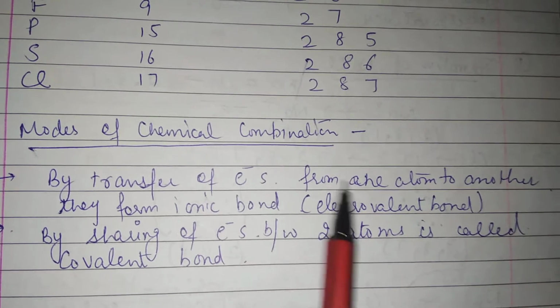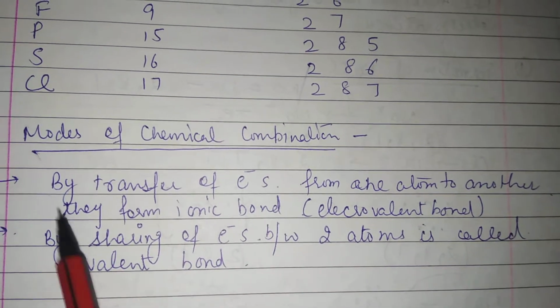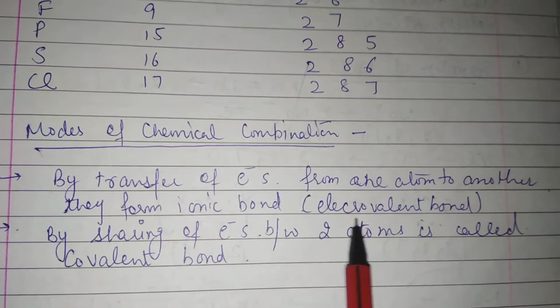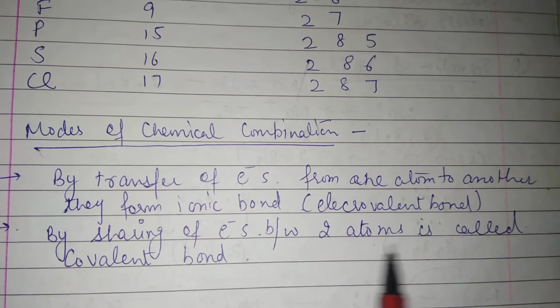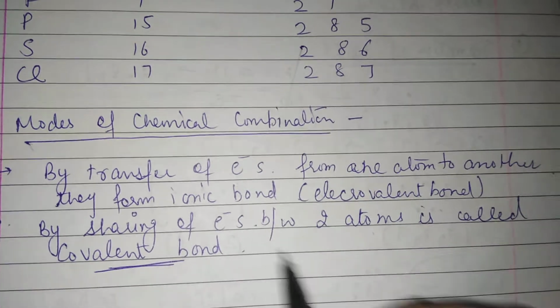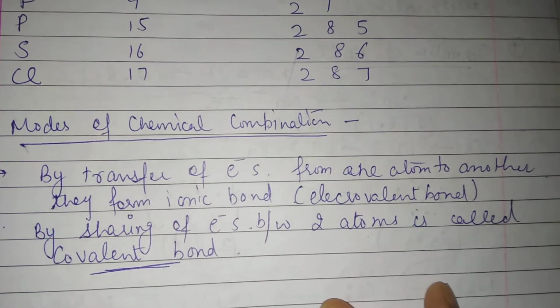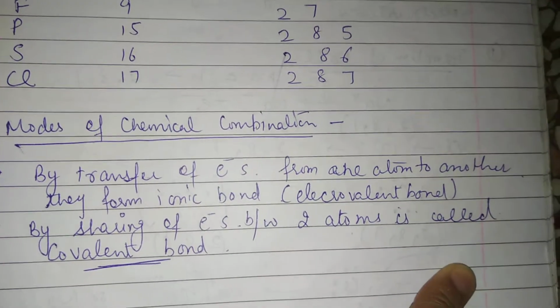Now the modes of chemical combination. By the transfer of electrons from one atom to another, they will form an ionic compound, which is called the electrovalent bond. By sharing electrons between two atoms is called the covalent bond. When we share together, they will form a covalent bond. When we transfer one electron to another, that is called the electrovalent bond.